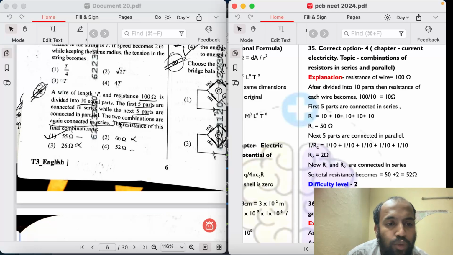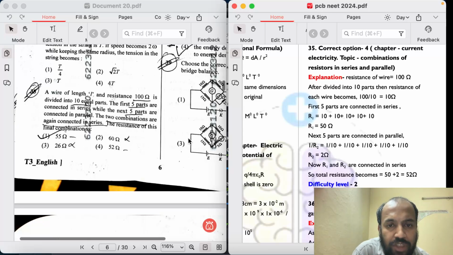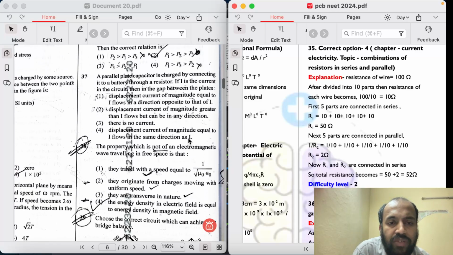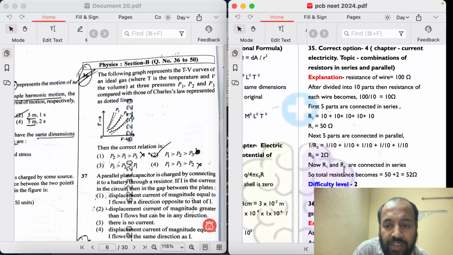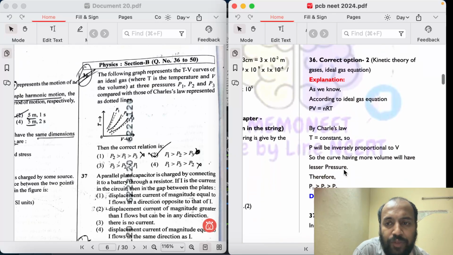The question is, the two combinations are again connected in series. So this series and this parallel are now connected in series. That means 50 plus 2, that is 52 ohm, would be the total resistance. So we can do the answer as we are going along with the question. The correct answer would be 52 ohm, that is option number 4. This is actually a simple question, but still you need to know the parallel combination and the series combination. Next question, question number 36, comes from Charles' law.